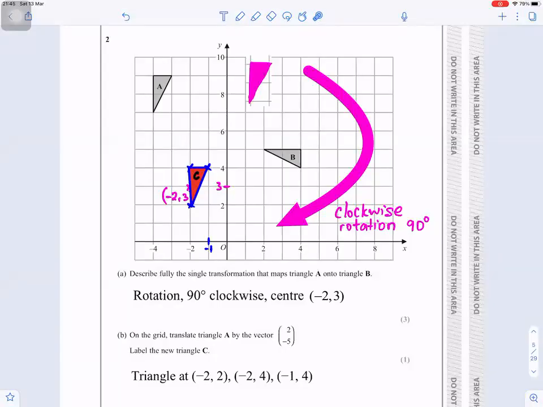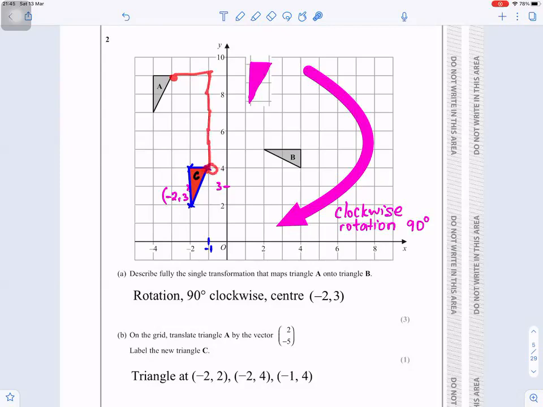For part B, on the grid, translate the triangle A by the vector 2 minus 5. 2 means 2 to the right, and minus 5 means 5 down. So we start with triangle A. We take this point. We move 2 to the right, 1, 2, and 5 down, 1, 2, 3, 4, 5.